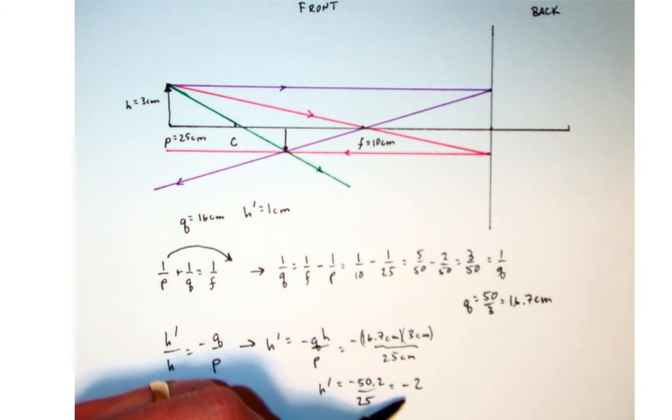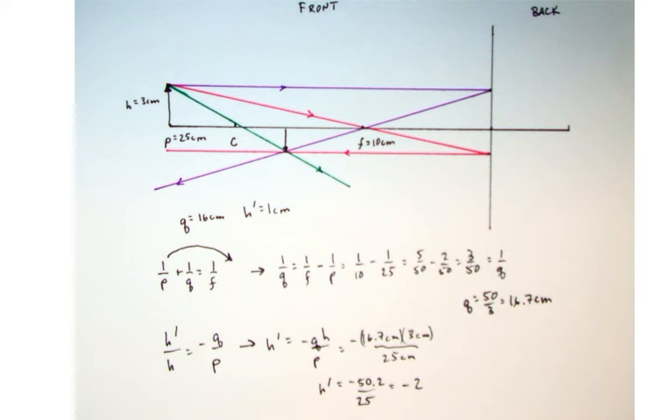And notice that negative sign there. What does that negative sign mean? It means that the object is upside down.